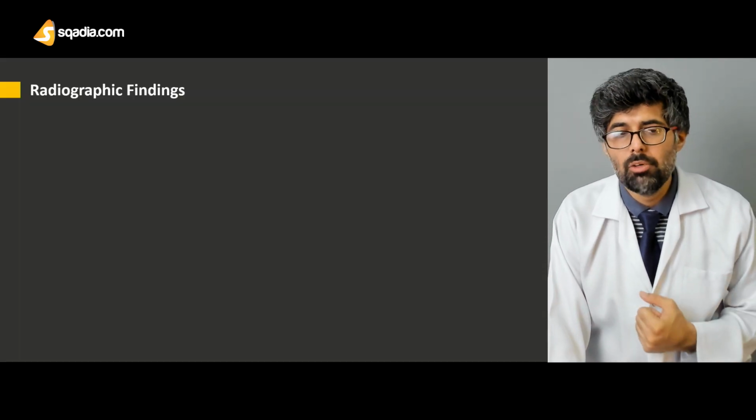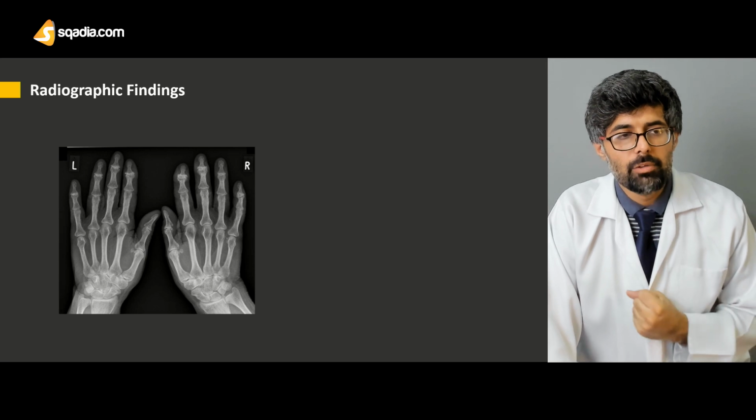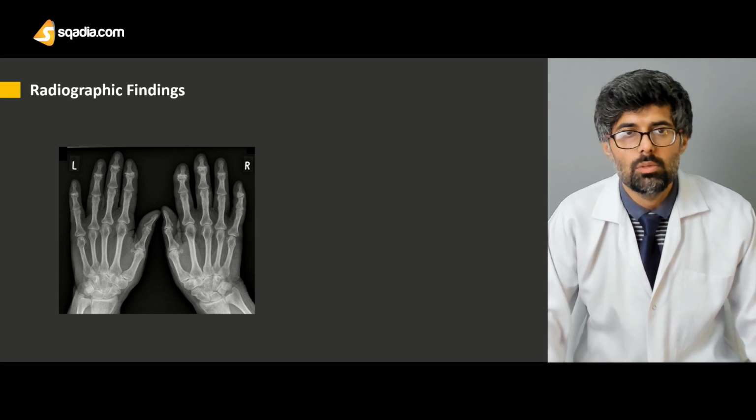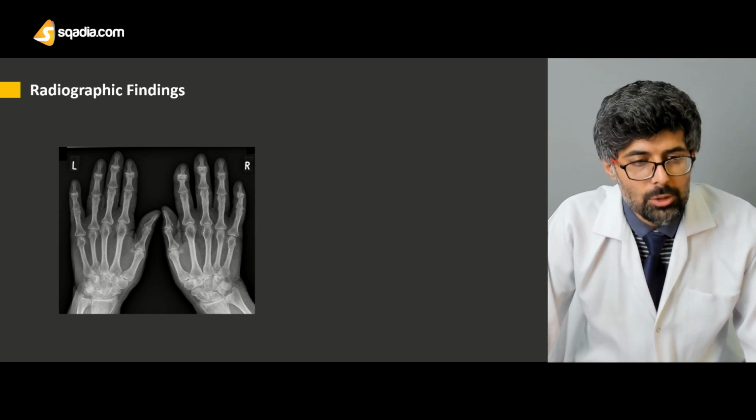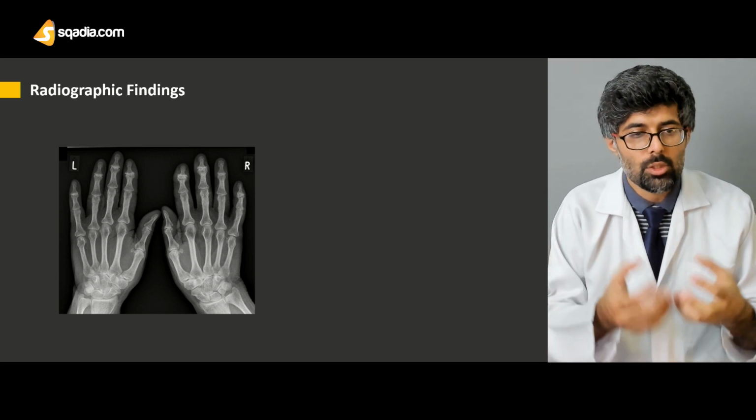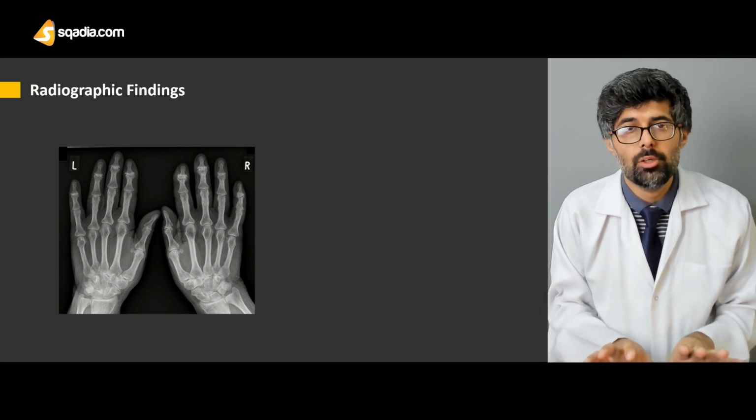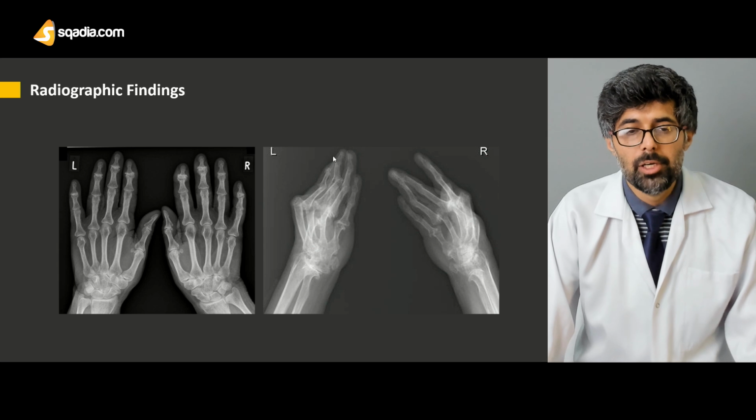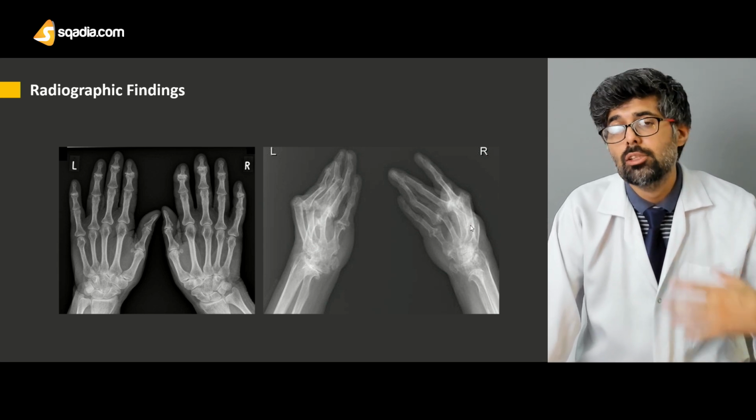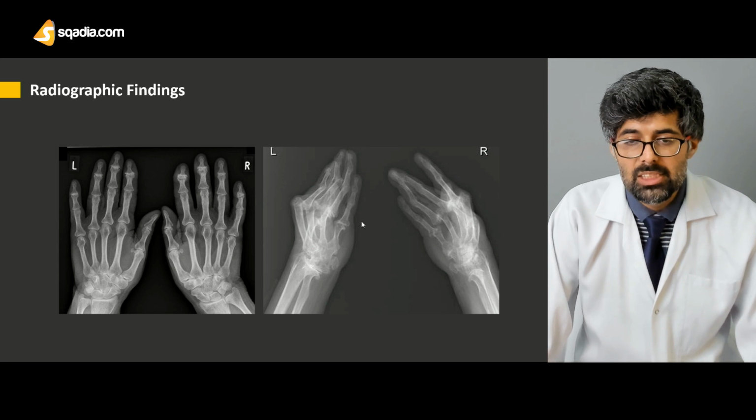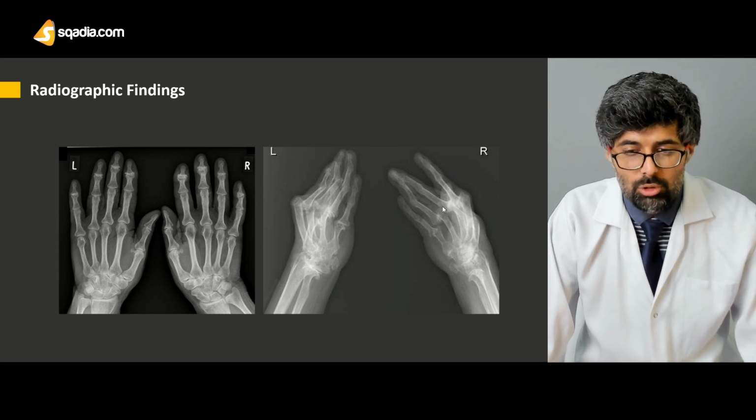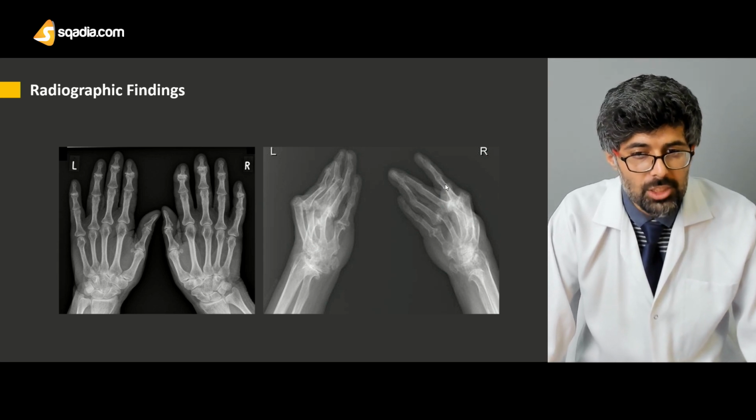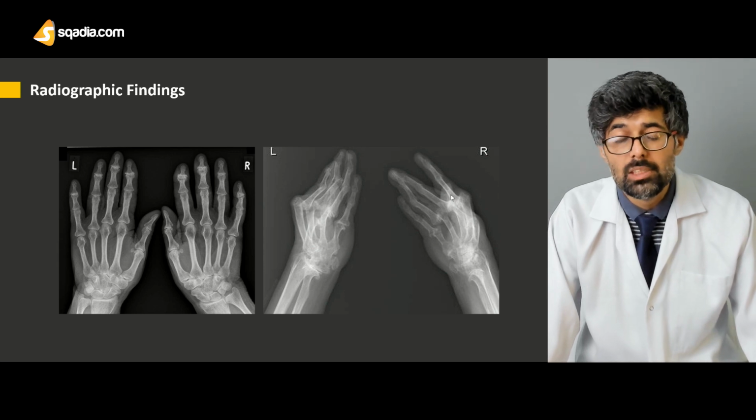Next, we're going to talk about the radiographic findings. Now, radiographic findings are very typical in a patient with psoriatic spondyloarthritis. As you can easily see, this is a normal radiograph of a patient with normal hands. While this is a radiograph of a patient with psoriatic spondyloarthritis. Now you can easily appreciate both the destruction of the bone tissue and the thinning of the phalanges, resulting in what is known as the pencil phalanges.